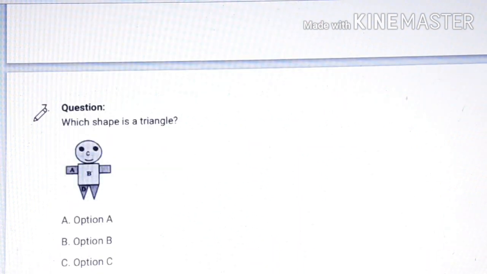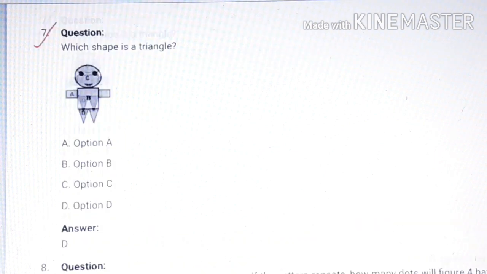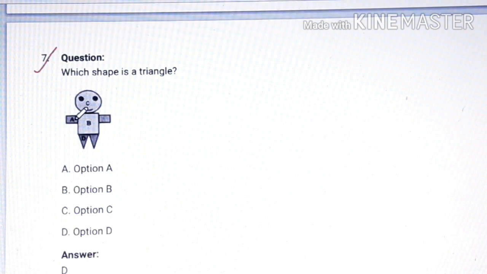Next, 7. Which shape is a triangle? Now children, you can see in this figure the shapes are marked with alphabets A, B, C, D. Among these four letters, which one shows a triangle? You can see that D is your triangle. So the correct option is D. Answer is D. Okay.